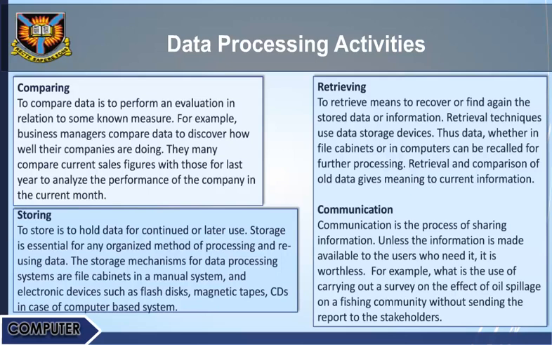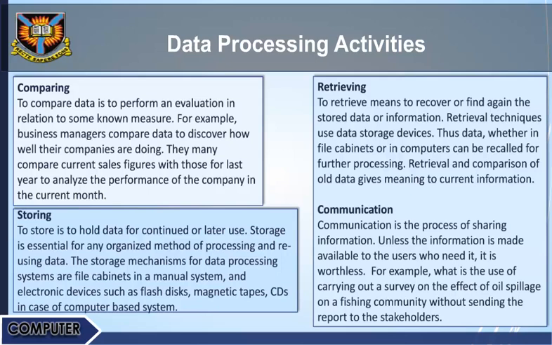The storage mechanisms for data processing systems are file cabinets in a manual system and electronic devices such as flash disks, magnetic tapes, and CDs in the case of a computer-based system. Retrieving. To retrieve means to recover or find again the stored data or information. Retrieval techniques use data storage devices. Thus data, whether in file cabinets or in computers, can be recalled for further processing. Retrieval and comparison of old data gives meaning to current information.